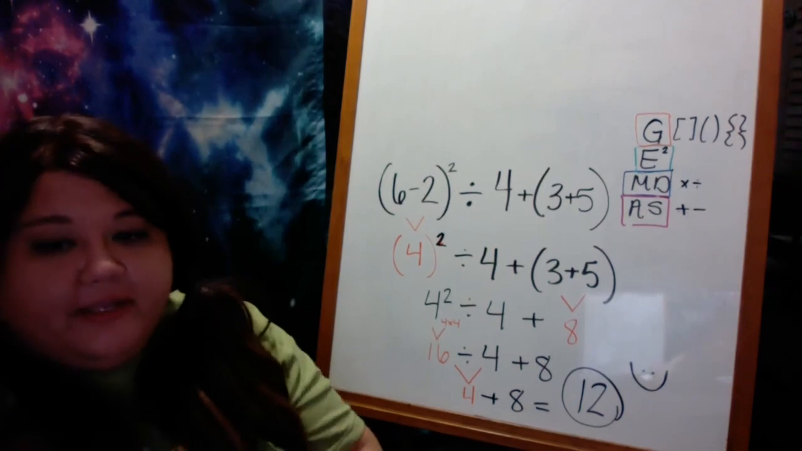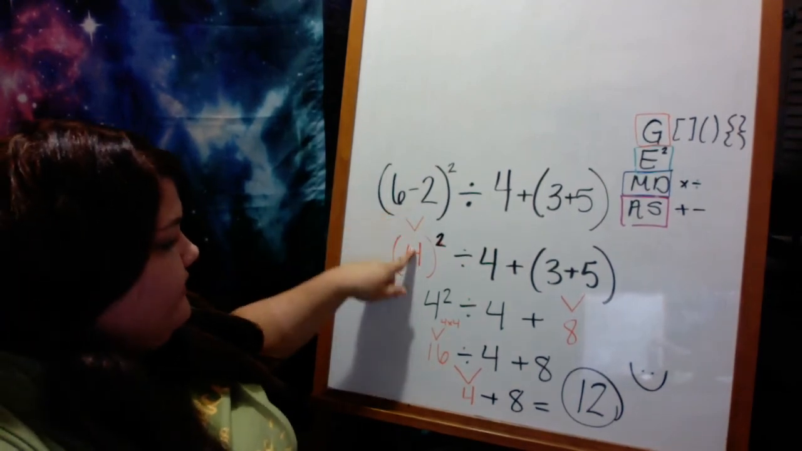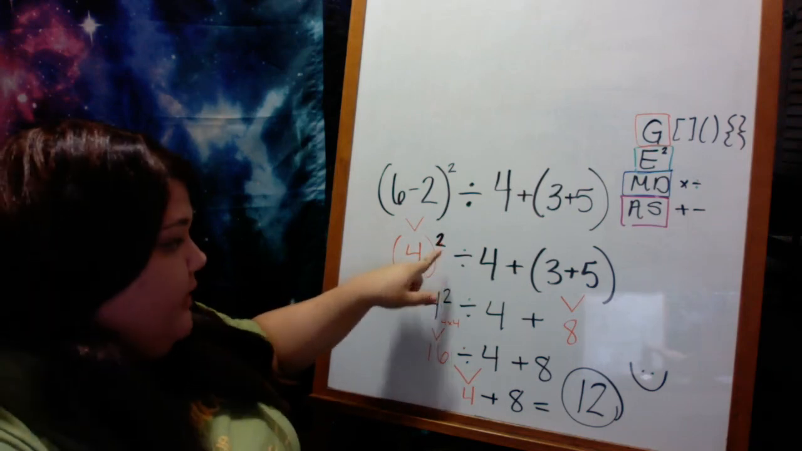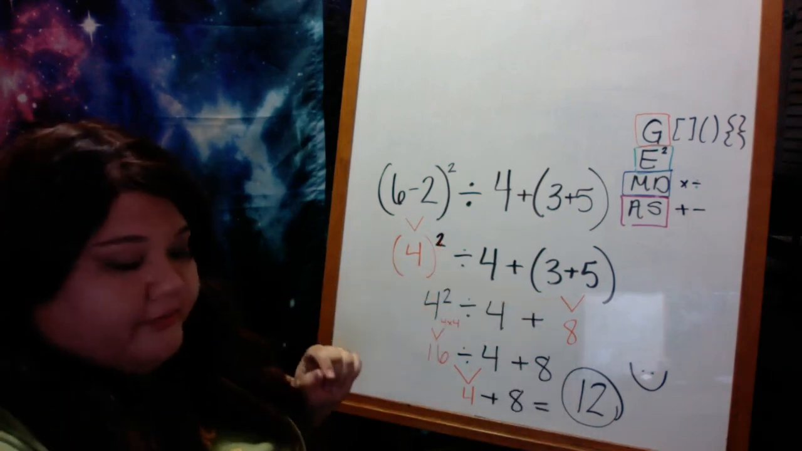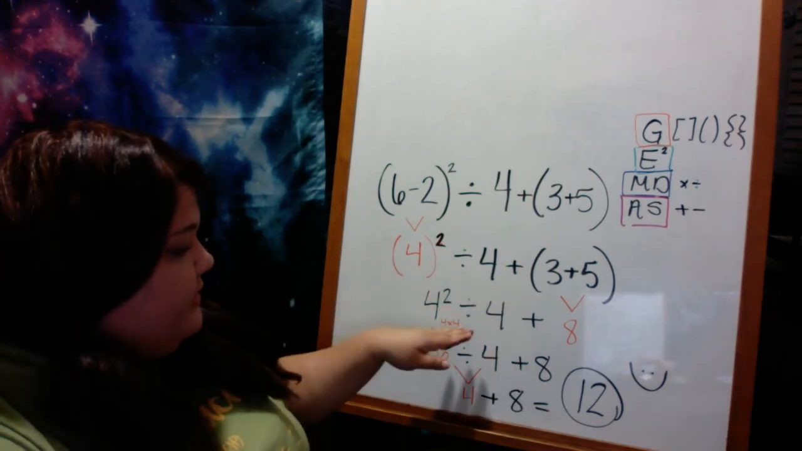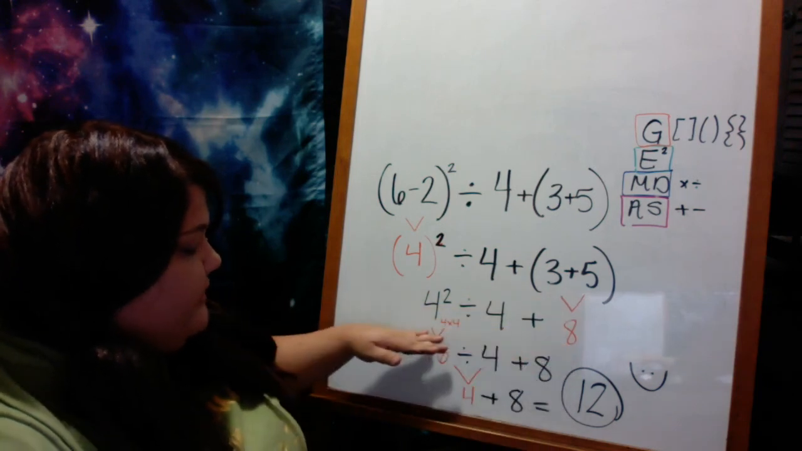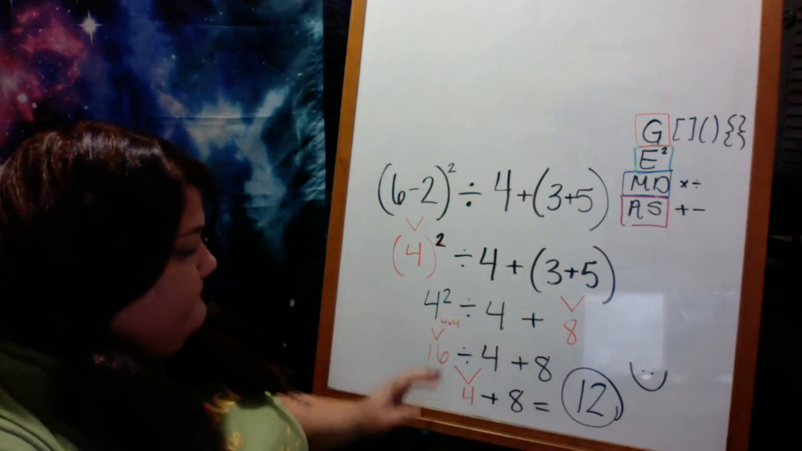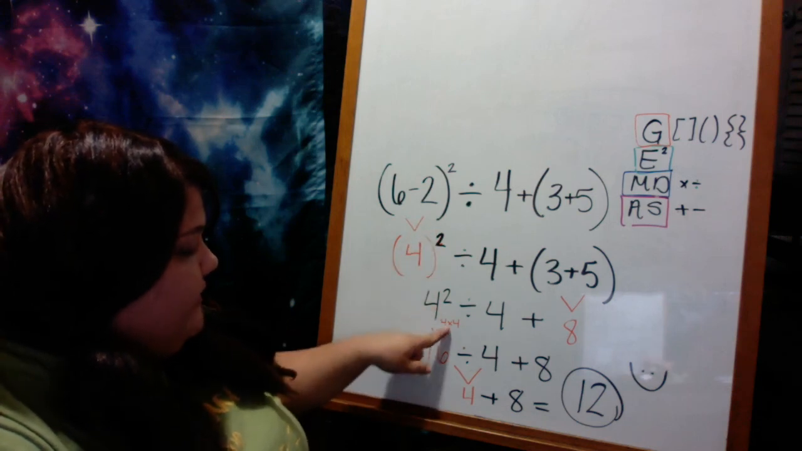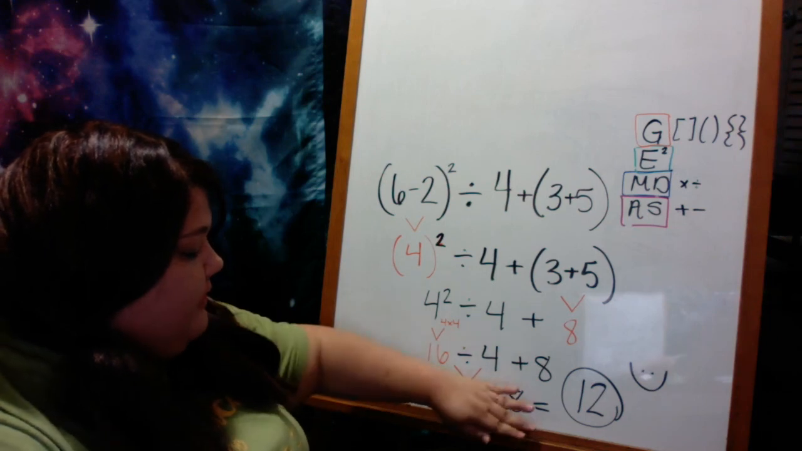Okay, if you got the answer 12, you are correct. 6 minus 2 gave me 4, and I put my exponent outside my parentheses. Rewrote the rest of the problem. Then I still had groups, still had another set of parentheses. So I went ahead, said 3 plus 5 equals 8, rewrote the rest of the problem. Next, I finished my groups, so I go to exponents. 4 to the second power is 4 times 4, which is 16. Rewrote the rest of the problem.